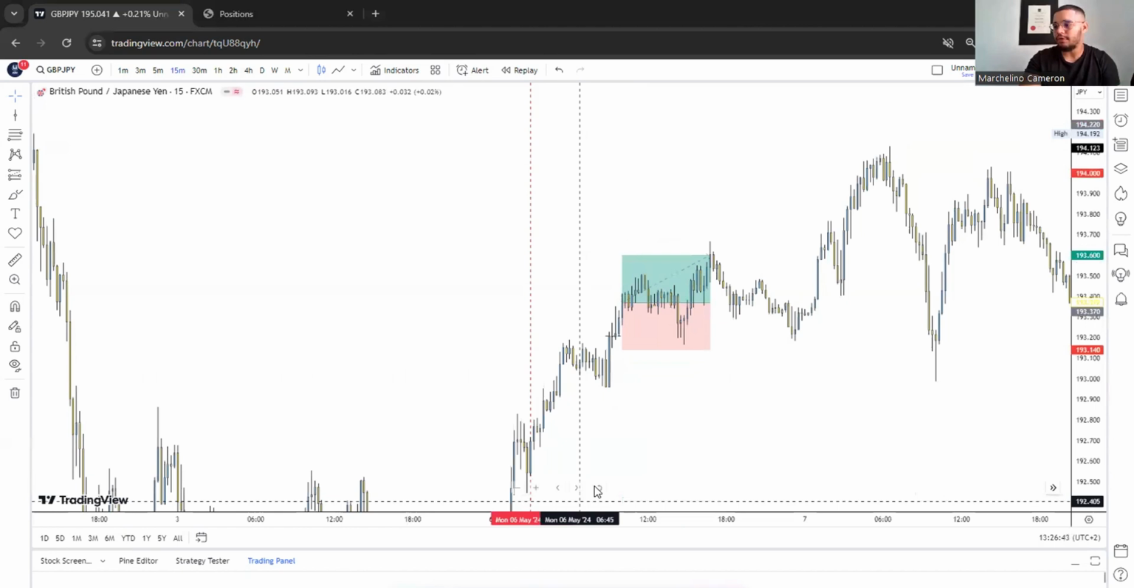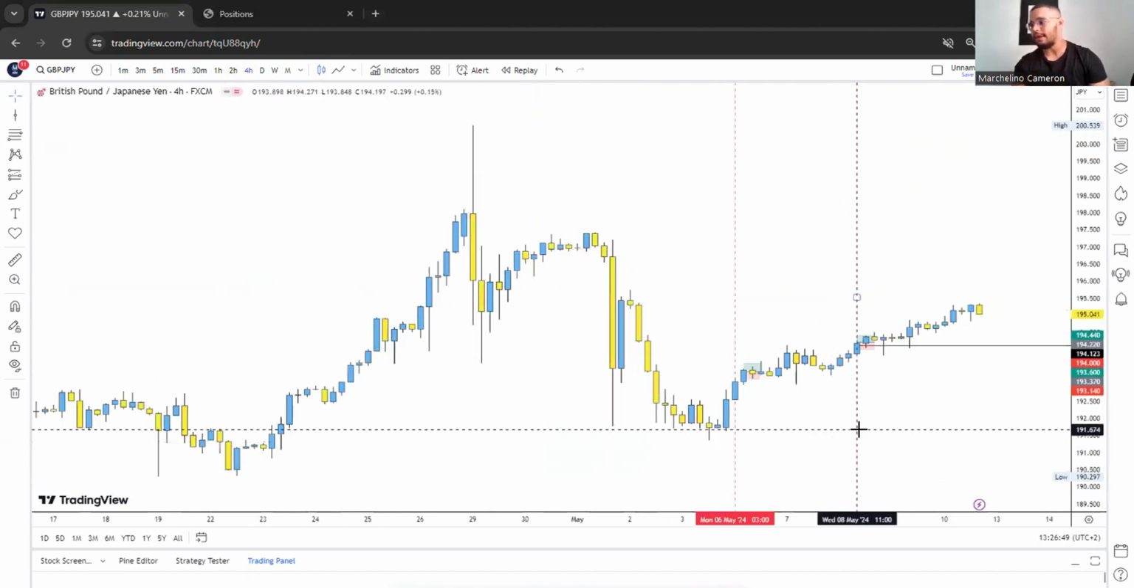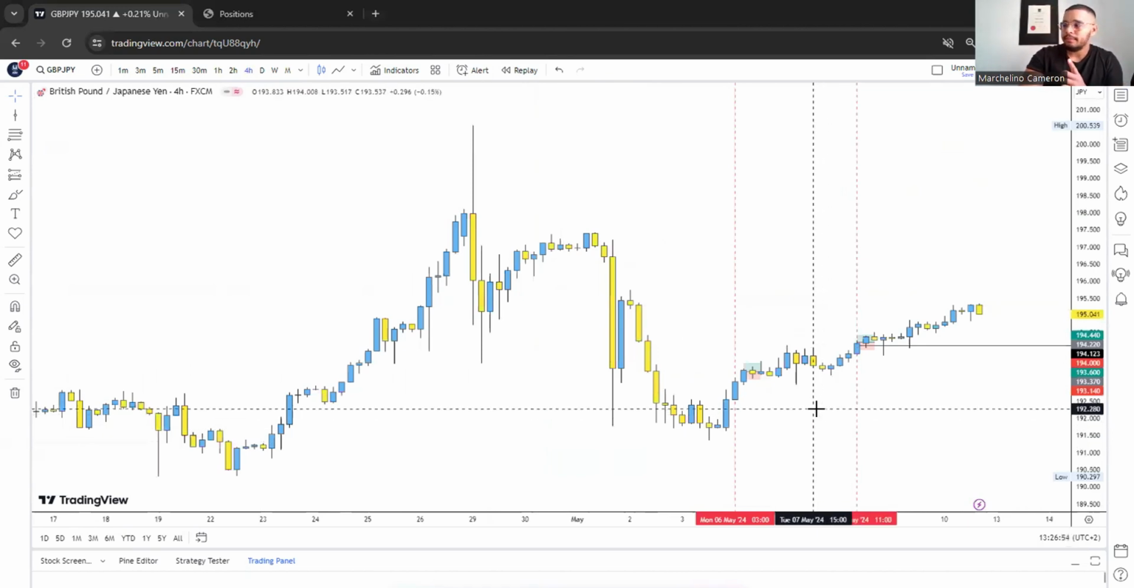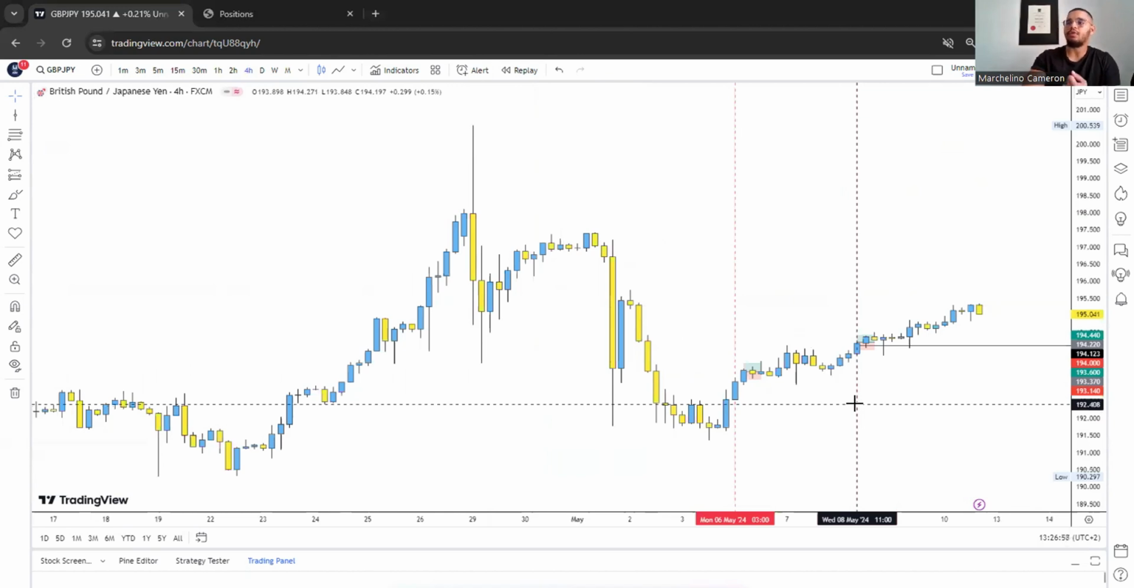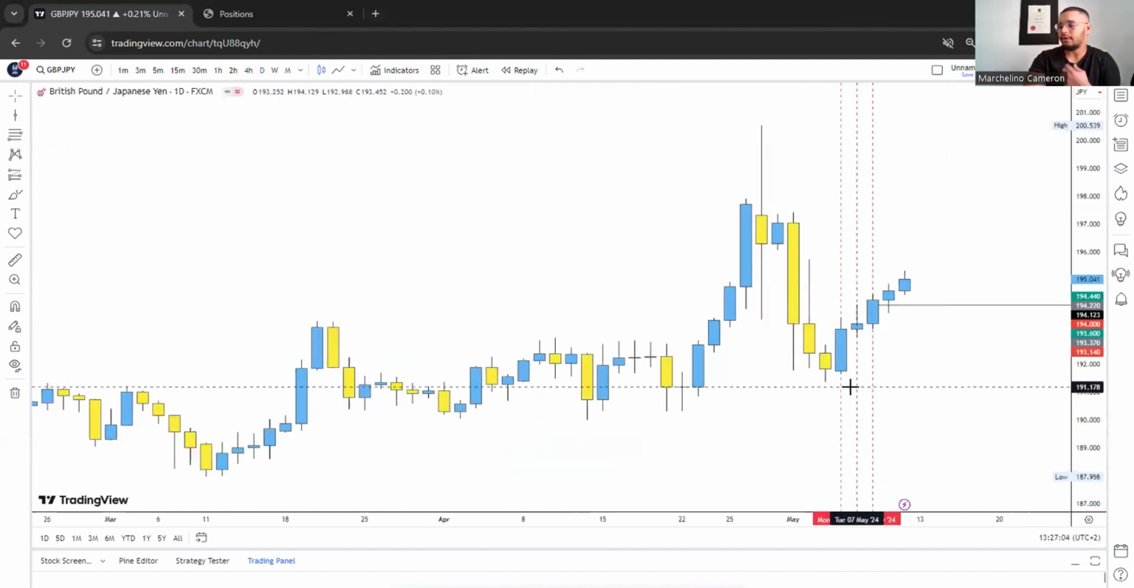Let's jump onto the second trade. Jumping onto the second trade, I think the second trade was taken on Wednesday. Yep, I'm correct. And I have to mention this. I actually made a mistake in this trade, because if you take a look at the daily time frame, what you'll be able to see is that Tuesday, the previous daily candle, actually closed bullish.